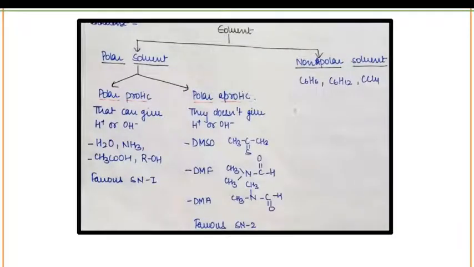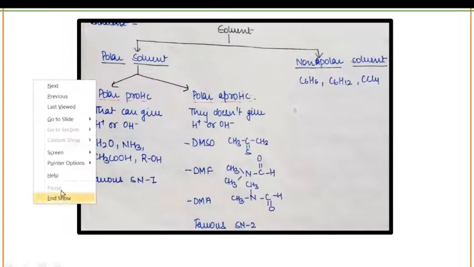Now before starting nucleophilic substitution reaction, you have to learn about the solvent. Solvents are of 2 types: polar solvent and non-polar solvent, or you can say aprotic solvents. Polar solvents are further classified into 2 groups: polar protic and polar aprotic solvents. So what are polar protic? The solvents that can give H plus or OH minus ion are known as polar protic solvents.